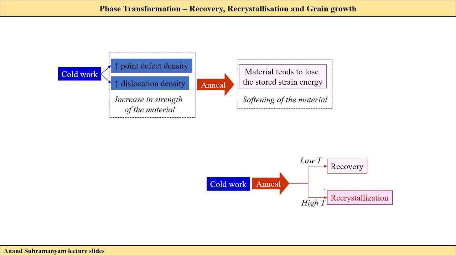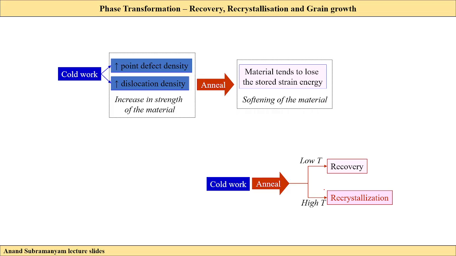And the final part is again the cold work. So it's just a brief summary. By doing cold work, there is an increase in point defect density and also dislocation density, which results in increasing strength of the material, because more and more dislocations are being created inside the grain. Now again, for deformation to happen, these dislocations need to move. Grain boundaries act as obstacles for dislocations, right? So more and more dislocations will be piled up at grain boundaries.